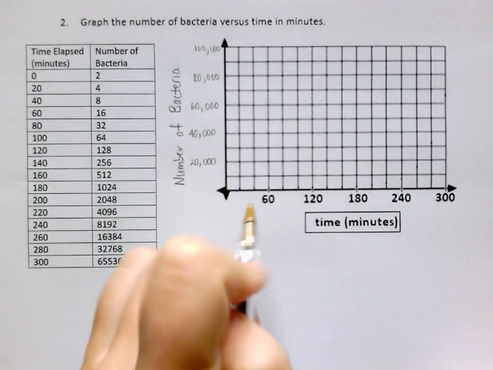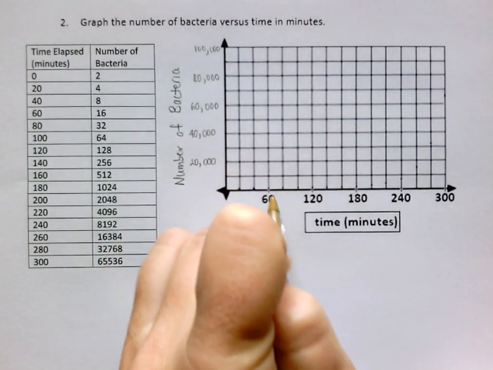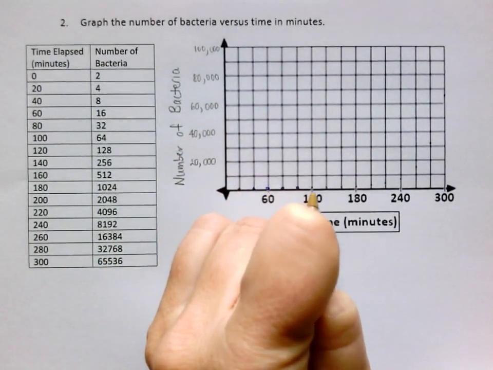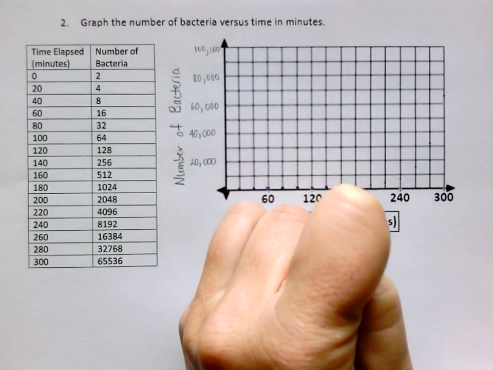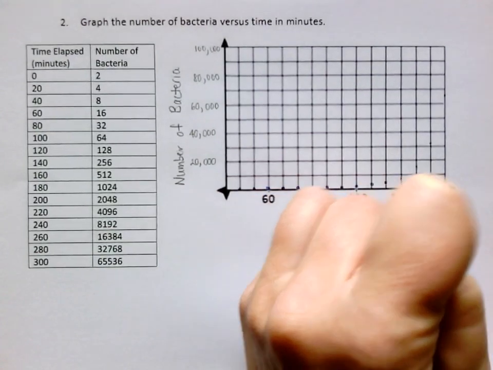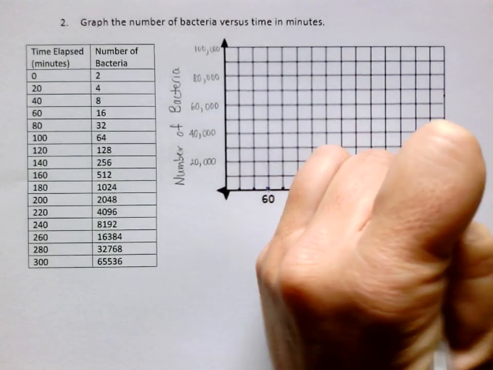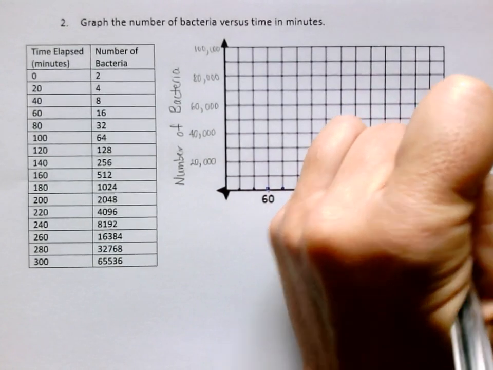And as I plot these, you can see that initially the points are very close to the x-axis because the number of bacteria is much smaller than 10,000, which is our scale. But as time proceeds, you can see that the rate of change increases over time until we reach 300 minutes and slightly over 65,000 bacteria.